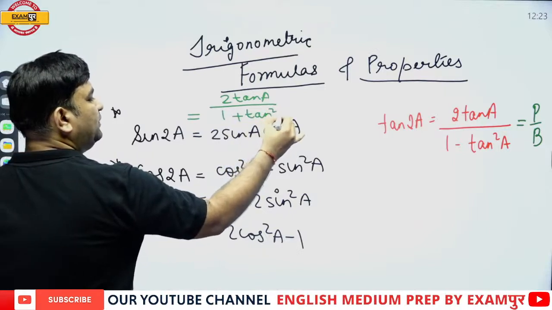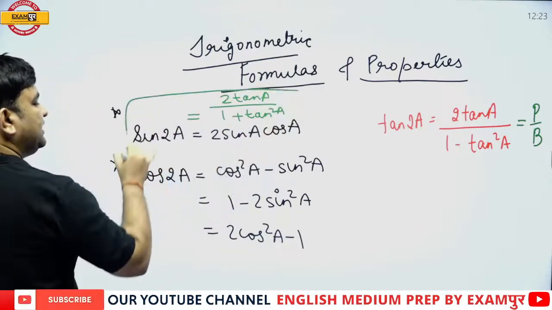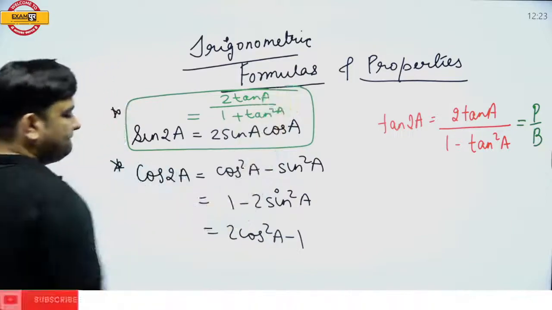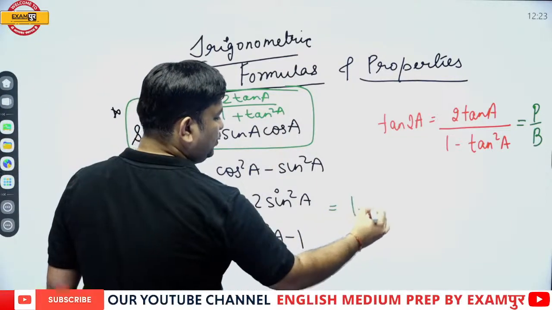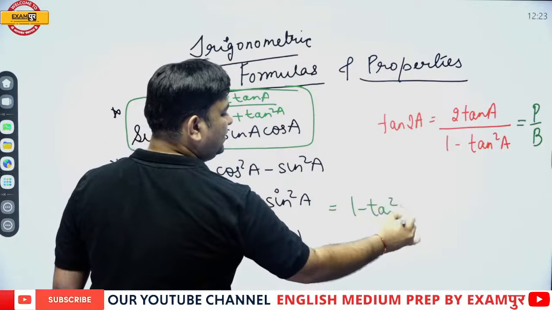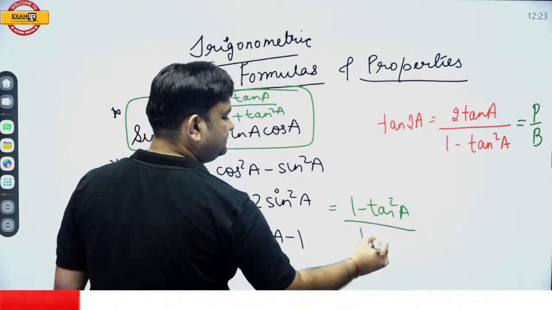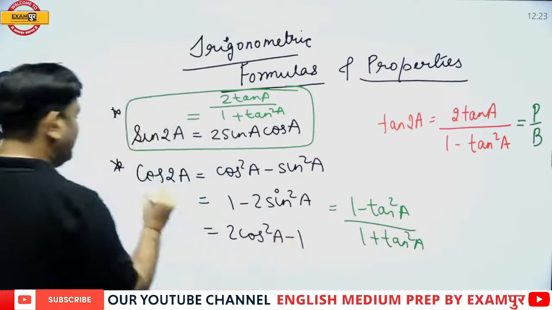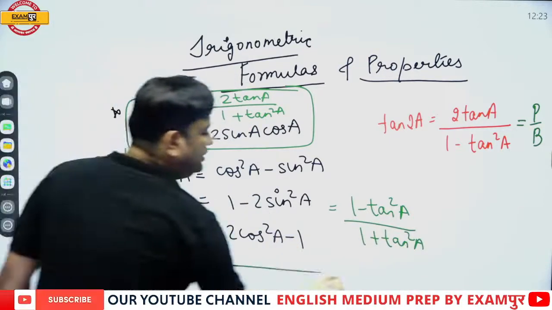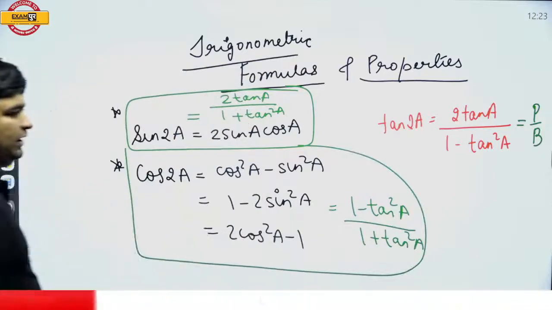2 tan A upon 1 plus tan square A. You can circle this. Okay. You can make one more formula over here. It's 1 minus tan square A over 1 plus tan square A. So how many formulas for cos 2A? However, 3 are interconvertible to each other, but one is a unique one.